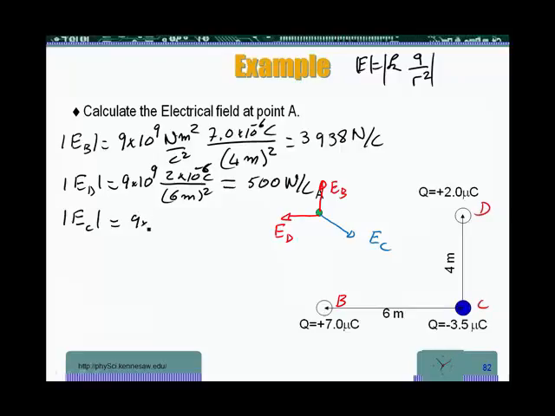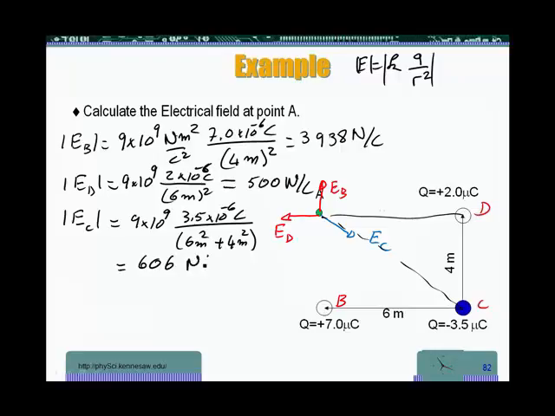Okay, and now we need to do EC. So it is 9 times 10 to the 9 times 3.5 times 10 to the minus 6 coulombs. And now the distance squared, this is the distance we are looking for. It is the hypotenuse of the triangle made up of 6 meters on one side and 4 meters on the other side. So it's going to be 6 meters squared plus 4 meters squared, which gives 606 newtons per coulomb.